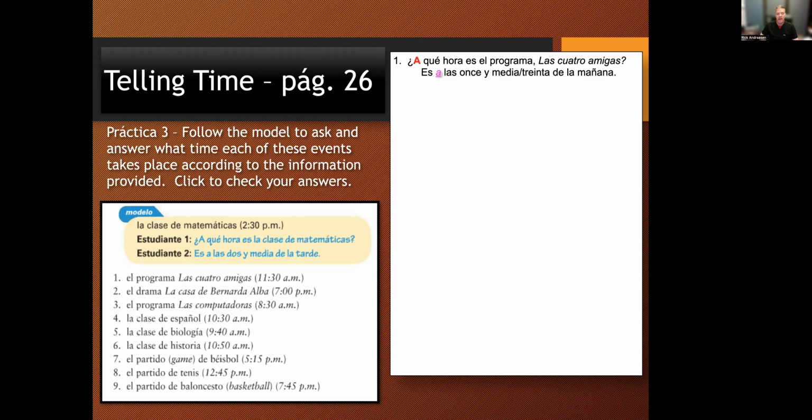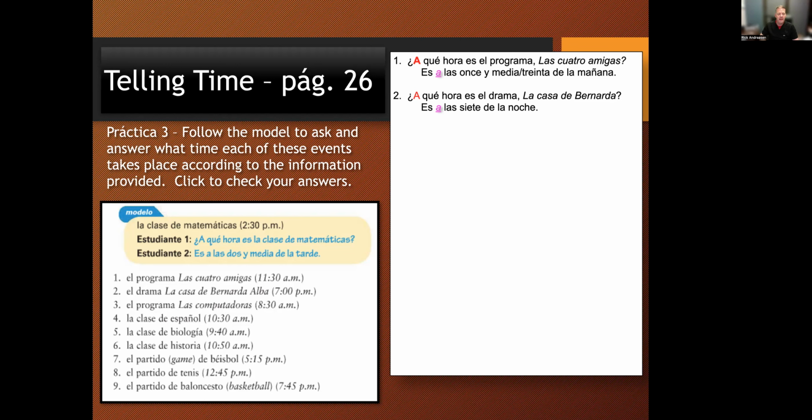Muy bien. Número 2. El drama La Casa de Bernarda Alba is at 7 p.m. So the question, ¿a qué hora es el drama La Casa de Bernarda? Y la respuesta, the answer, es a las 7 de la noche. Clase, repitan, ¿a qué hora es el drama La Casa de Bernarda? Es a las 7 de la noche.